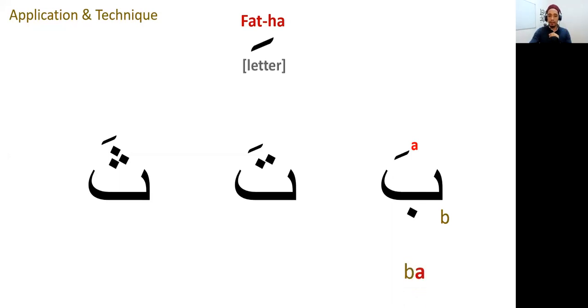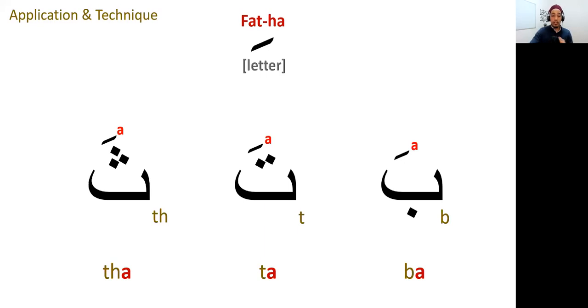Let's see with the ta. So the ta is t, and we add the a, it becomes ta. Okay, if we have the th, and we add the a, it becomes tha. Did everyone get that? Is it basic? Is it simple? And that is how you want to be doing it.